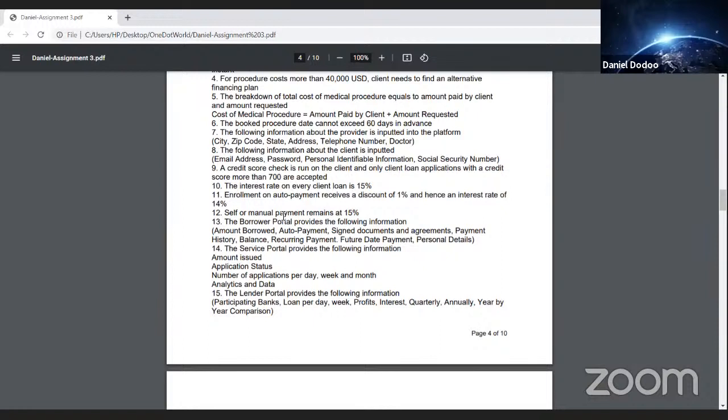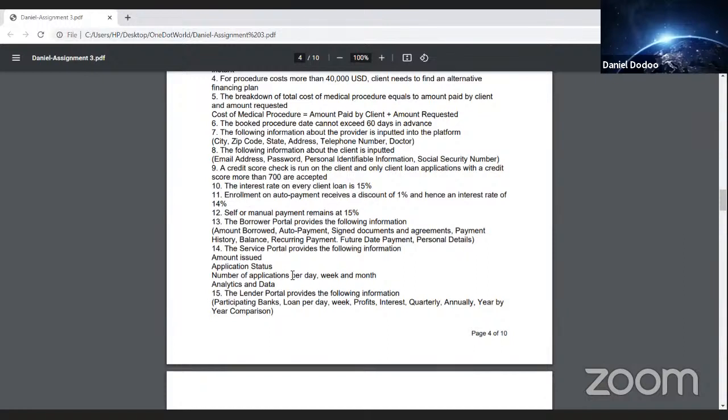And with our borrower portal, these are the information that is gathered. So you have the amount borrowed, the auto payment option, whether it is set on or off. You have signed documents and agreements. As per the interaction with our stakeholder, all documents should be digital. So we have signed documents and agreements, payment history, balance, recurring payment, future date payment, personal details. All this information should be captured in our borrower portal.